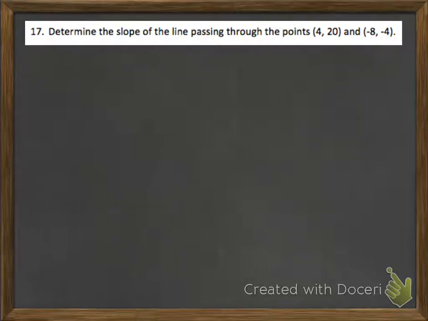Problem 17 wants us to determine the slope of the line passing through the points (4, 20) and (-8, -4). To first do this, we need to realize which of our numbers are our x's and which of our numbers are our y's. I like to write a little x below our x's and a little y below our y's so we can figure out and remember those numbers as we go through the problem.